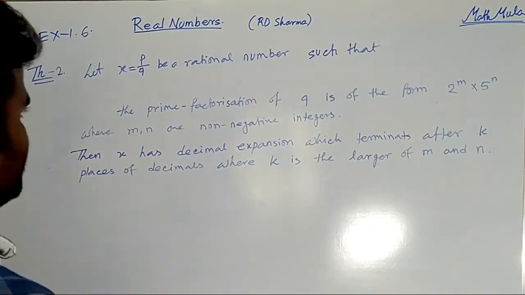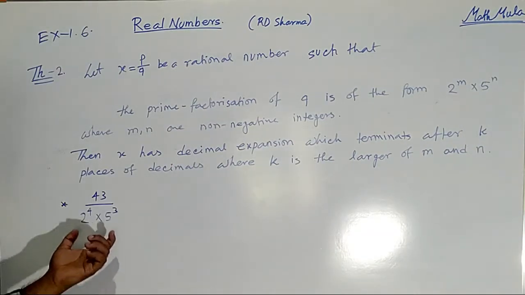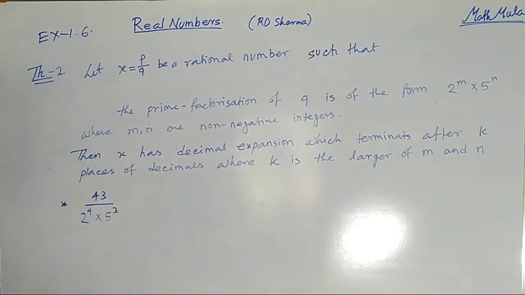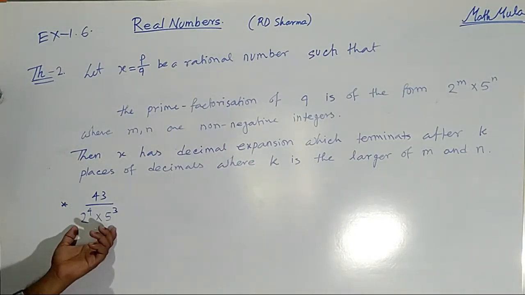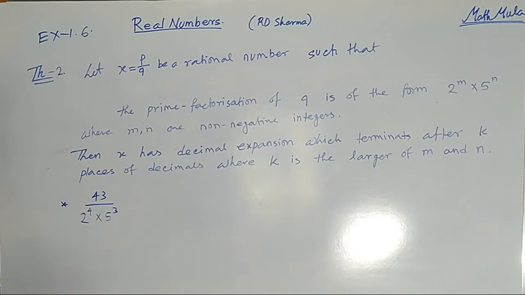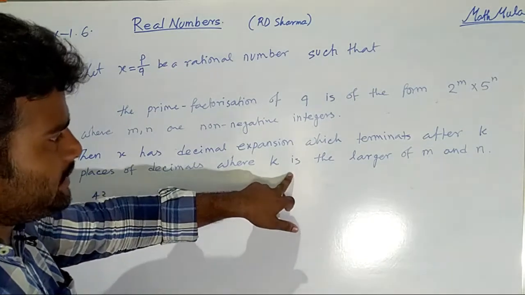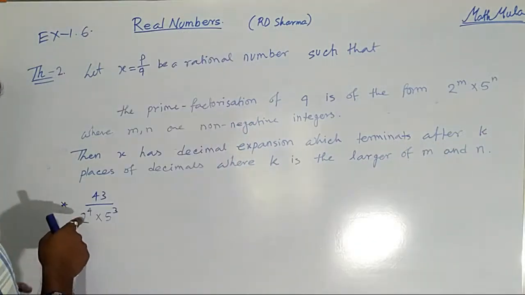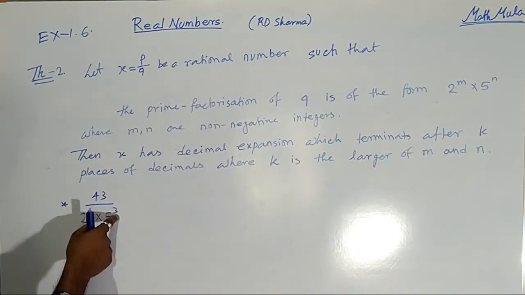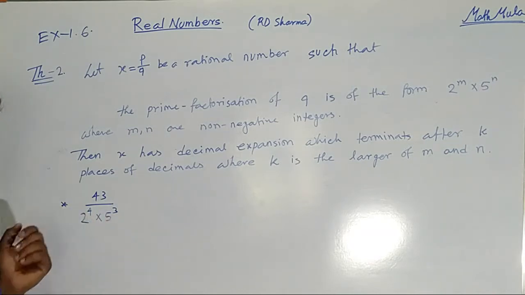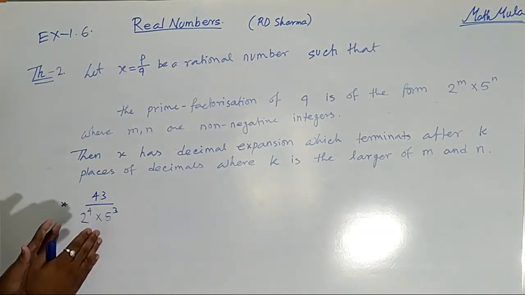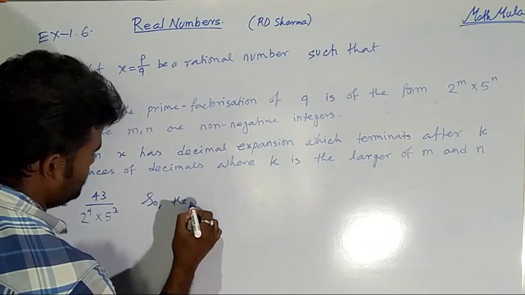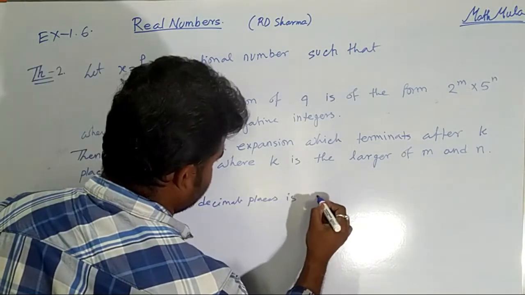between m and n. The larger number between m and n. That's it. For an example, this is a rational number whose denominator is of the form 2 to the power m into 5 to the power n. The decimal expansion of this rational number is terminating. For this sum, we have to find out the number of terminating decimal places. From this theorem, the number of terminating decimal places is the larger between m and n. Now, what is m? 4. And what is n? That is 3. Now, which one is larger? 4 is larger. So, the terminating decimal places is 4.